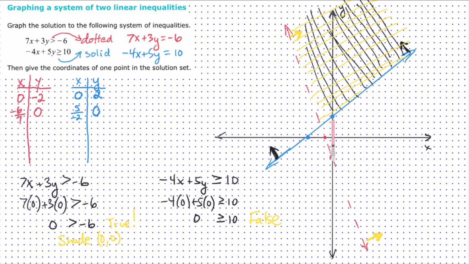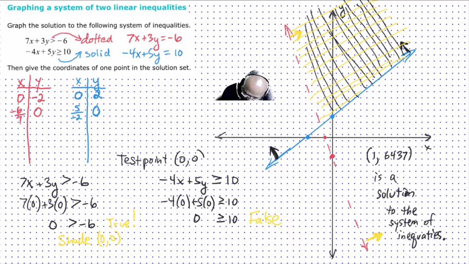But just for variety, I'm going to pick something else. Let's say 1, 6.437 is a solution. In other words, that ordered pair is shaded. It lies in the true region for both inequalities. Now let's circle your answer, and you might as well circle your work. You do want to justify your answer, so it's very important that you actually indicate your test point. So for both lines here, we did use a test point of 0, 0, and that will work.